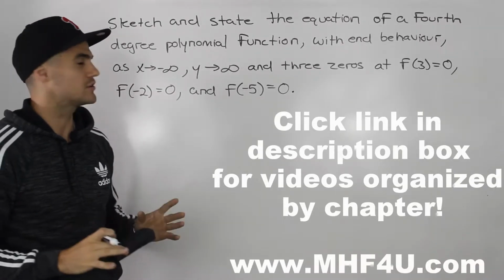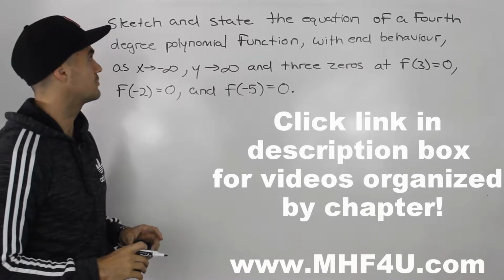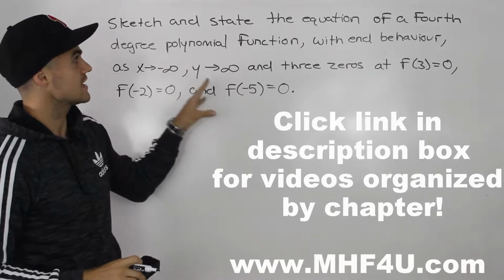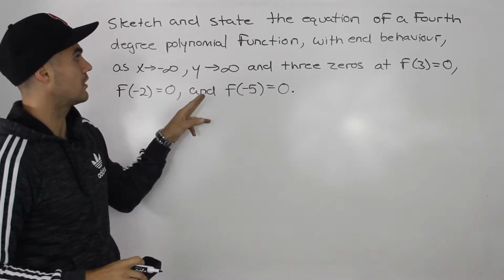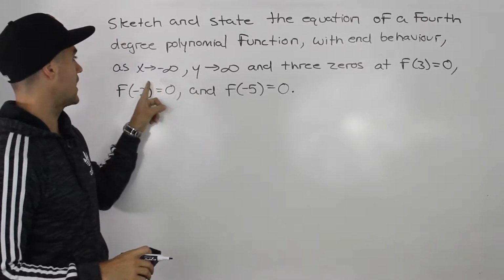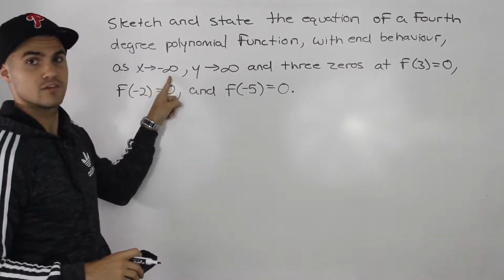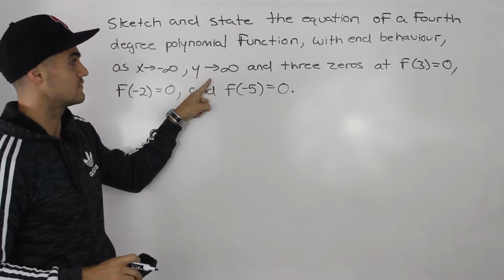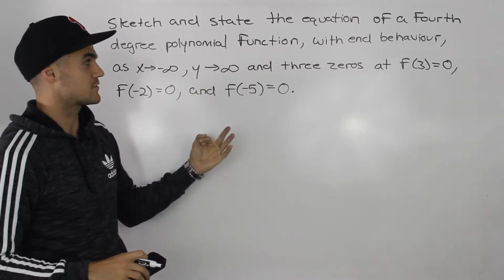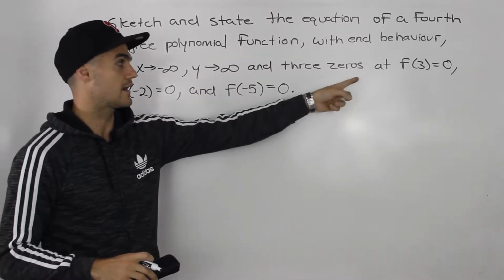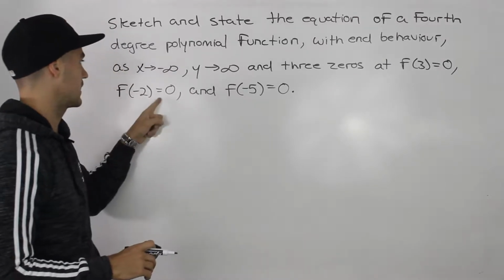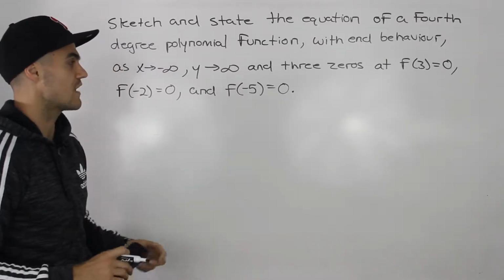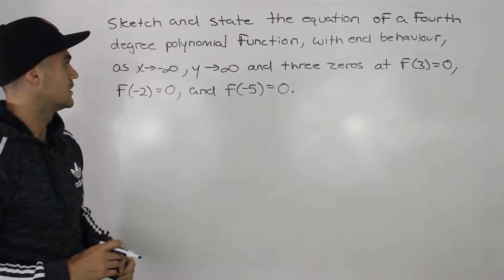This question is fairly tricky. There's some subtle things you've got to be aware of. So you've got to sketch and state the equation of a fourth degree polynomial function with end behavior as x approaches negative infinity, y approaches positive infinity, and there are three zeros, three x-intercepts at f of 3 equals 0, f of negative 2 equals 0, and f of negative 5 is equal to 0.